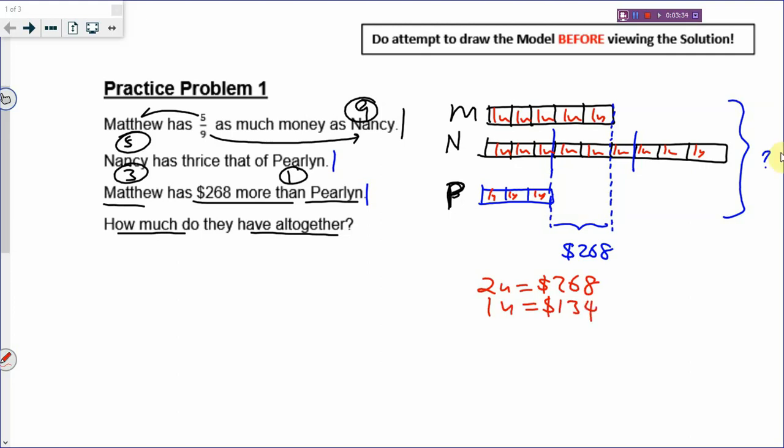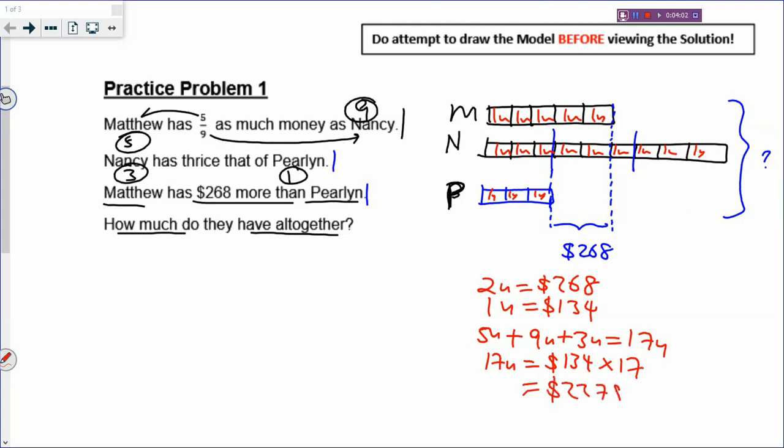And then you can find the total money they have all together. So you count all the units. Matthew has 5 units, Nancy has 9 units, and Perlin has 3 units. So altogether they have 17 units. So 17 units will be how much? You take 134 and multiply by 17 to get the total money, and your answer will be $2,278. So that's how much they have all together.